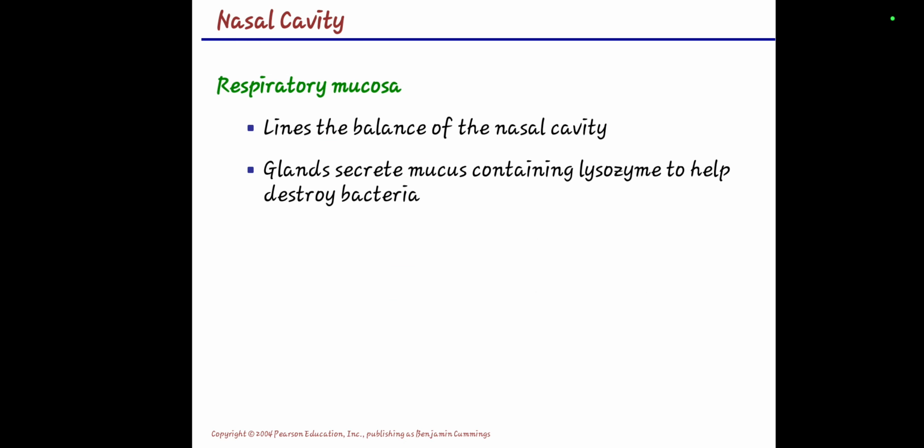So now let's move forward to the nasal cavity. The nasal cavity is also known as the respiratory mucosa. It lines the balance of the nasal cavity. So this is actually a part of the nasal cavity pala. Respiratory mucosa glands secrete mucus containing lysozyme to help destroy bacteria. So what is this respiratory mucosa?